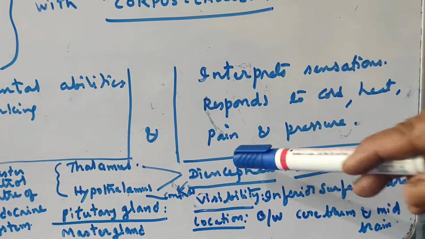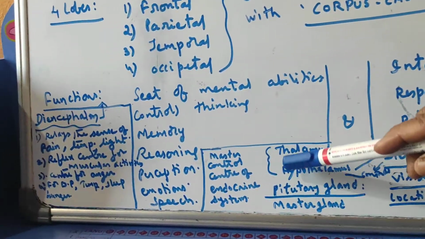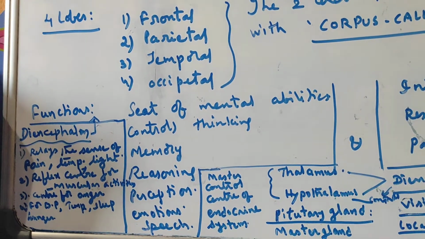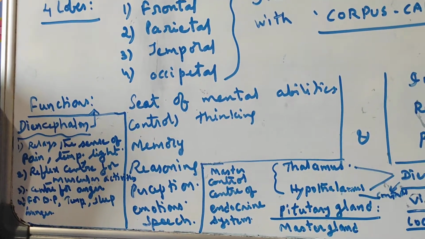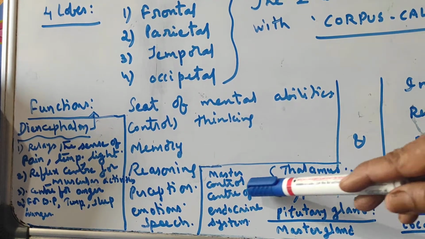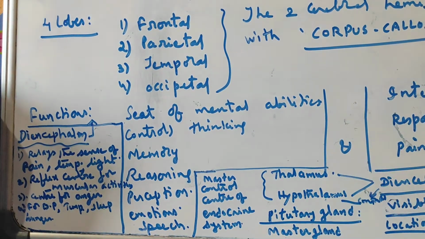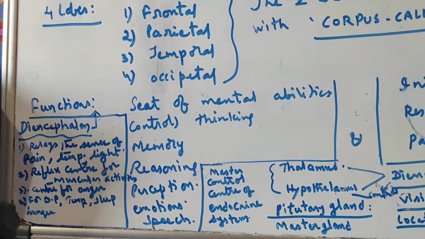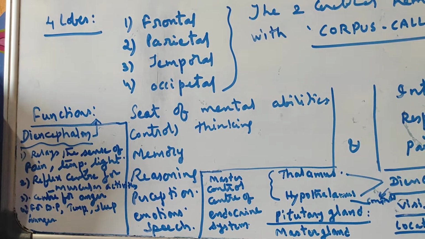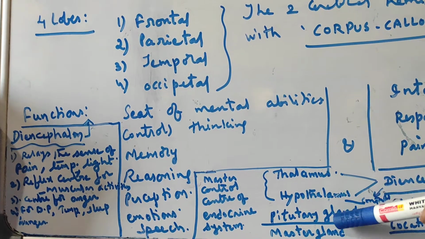This diencephalon is divided into the thalamus and hypothalamus. The diencephalon controls the hypothalamus. The pituitary gland is the master gland, but these two areas are the master control of the central endocrine system. We will learn about the endocrine system in future chapters, and this endocrine system is controlled by the thalamus and hypothalamus of the diencephalon, which is a part of the forebrain. Now, the pituitary gland is a master gland.